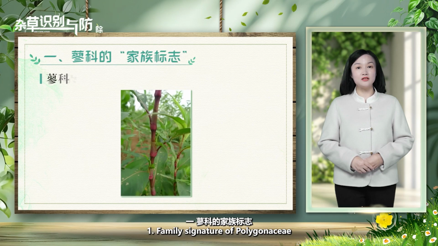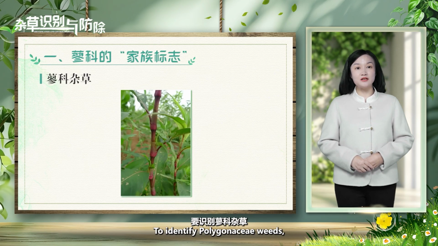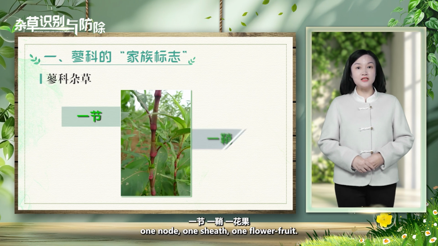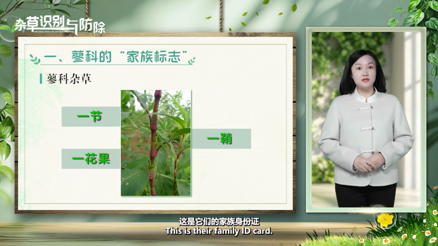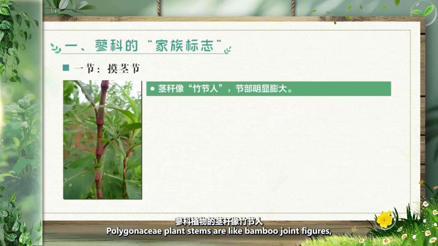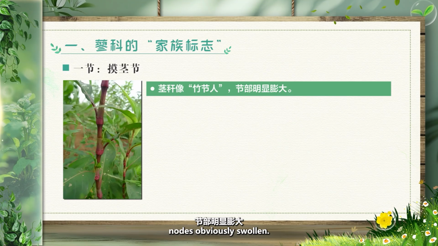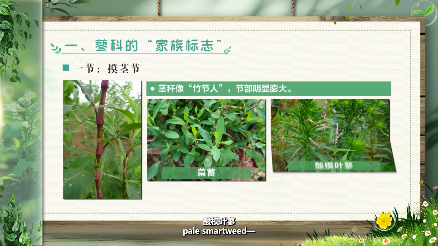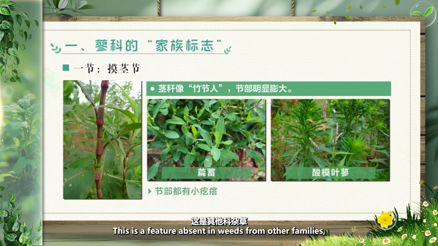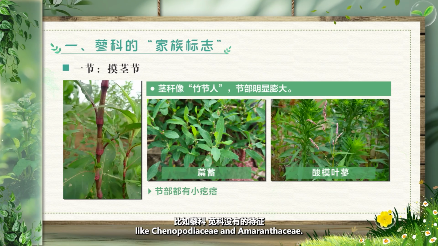1. Family signature of Polygonaceae. To identify Polygonaceae weeds, first remember 3 ones: 1 node, 1 sheath, 1 flower fruit. This is their family ID card. 1 node, few stem nodes. Polygonaceae plant stems are like bamboo joint figures, with nodes obviously swollen. For example, common knotweed, pale smartweed, when touched, nodes all have small bumps. This is a feature absent in weeds from other families, like Chenopodiaceae and Amaranthaceae.